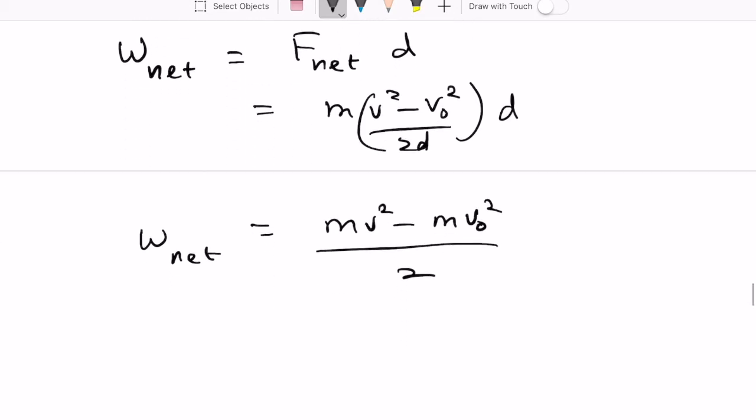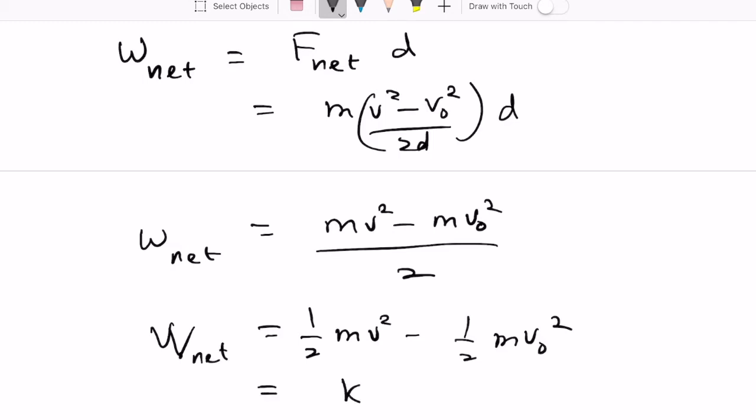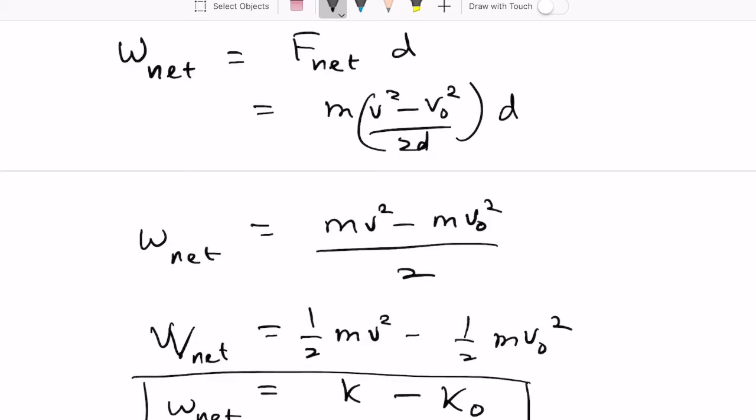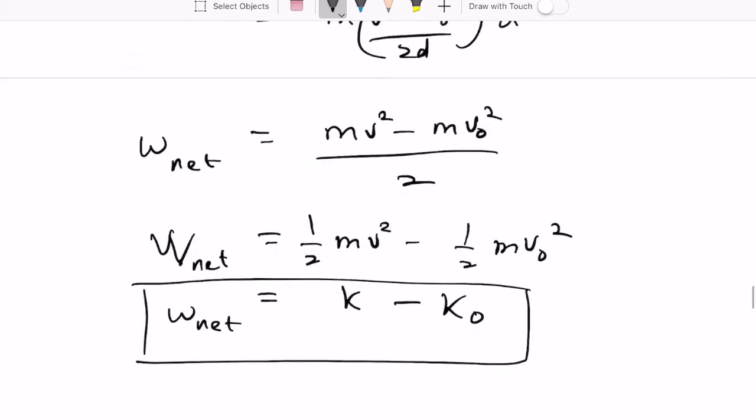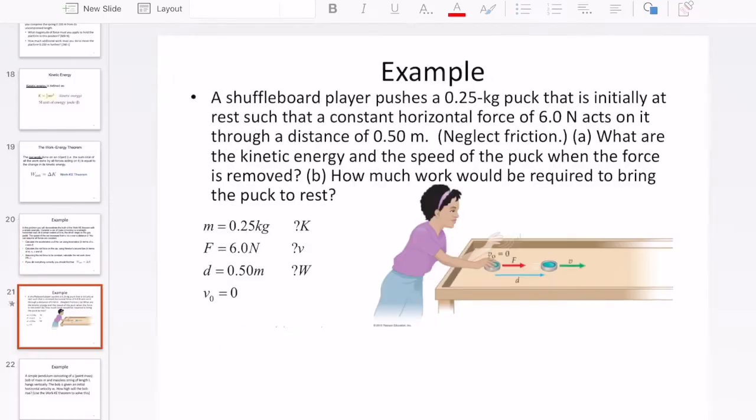Now what did we just get here? You can rewrite this as half mv square minus half mv0 square. That's our W net. This is just K final. Half mv square is K, and this is just K initial. So you've just proved that the net work done is equal to the change of kinetic energy. And that's just a simple illustration of the work kinetic energy theorem. So slide 21 is fully worked out on the slide.